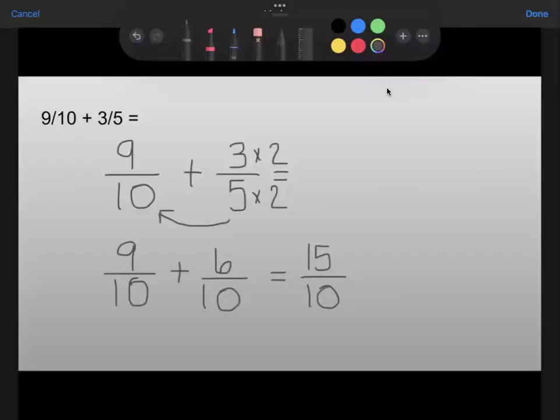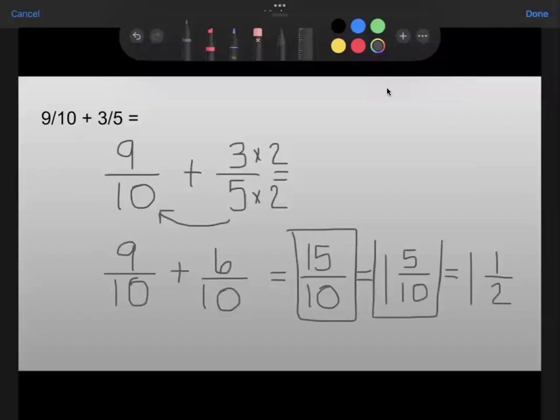Now, this is an improper fraction, so that means that I can turn it into a mixed number. I know 10 fits into 15 one time, and if I did that, I would have 5 tenths left over. Now, I can also simplify that 5 tenths. I can divide the top and the bottom by 5. So I'm going to do 1 and 1/2 as my final simplified answer. So this is a good, correct answer. This is a better correct answer, and this is the best correct answer.